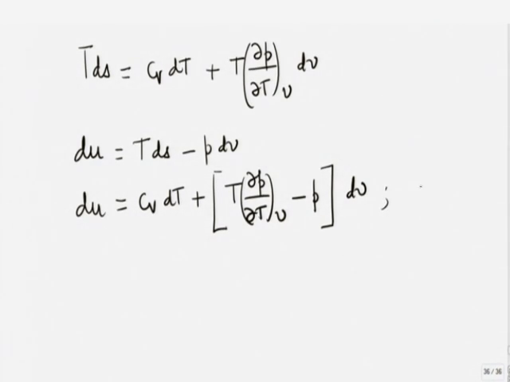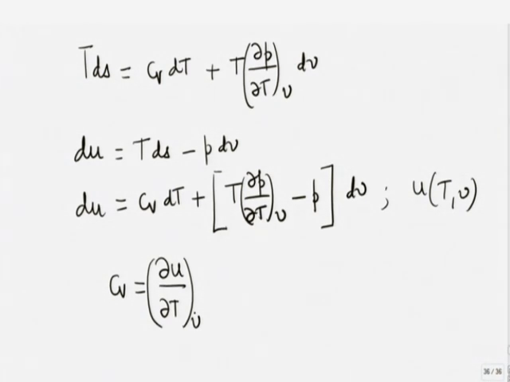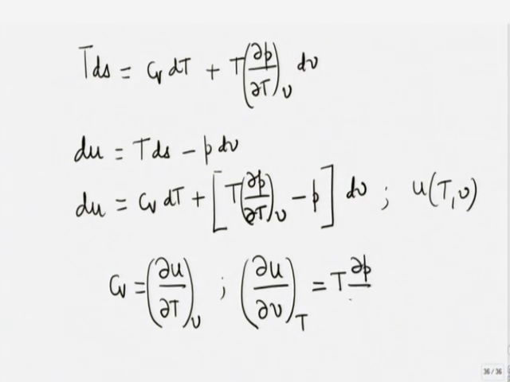Algebra. Now, what does this mean? Consider u as a function of T and V. Then Cv is the coefficient of dT. So Cv must equal the partial of u with respect to T at constant V. No surprise there. That is how we have defined Cv, and it is consistent. What about this? We now get the partial of u with respect to V at constant T should be the coefficient of dV, which is T dP by dT at constant V minus P. This is true for any fluid.